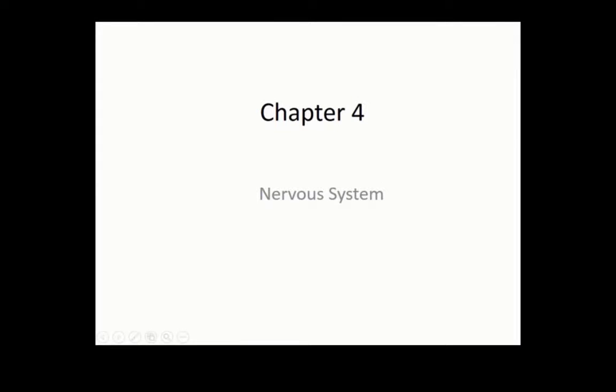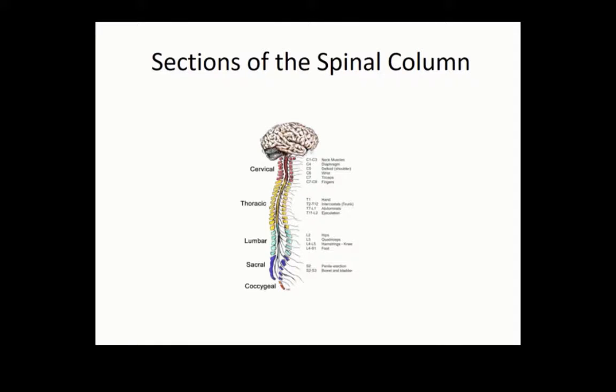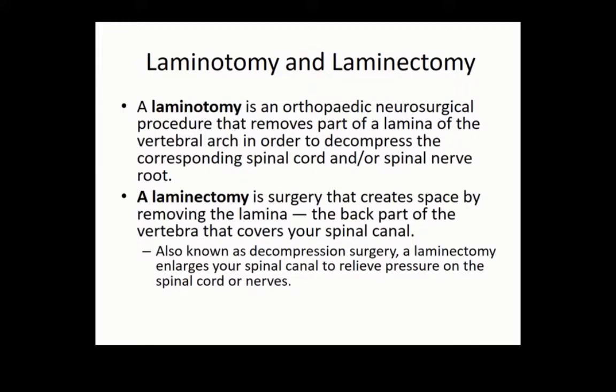Today we're going to talk about Chapter 4, the nervous system. I found this simple diagram in Google Images that shows you the different levels of the spinal column: cervical, thoracic, lumbar, and sacral, and the very tip of it, the end, is coccygeal. The two procedures that are talked about in the book are the laminotomy and the laminectomy. So here I have two definitions that explain what those two surgeries are for.